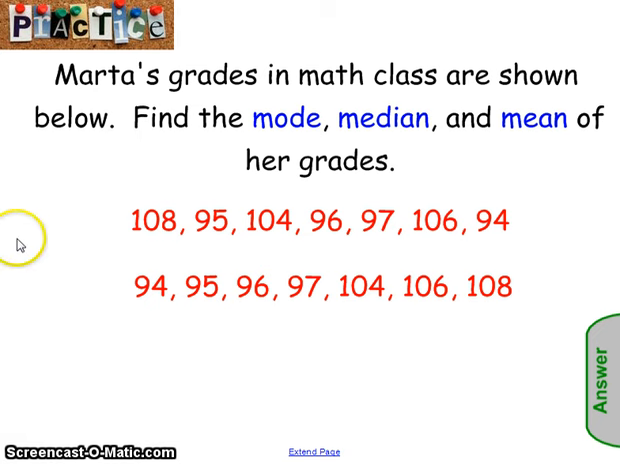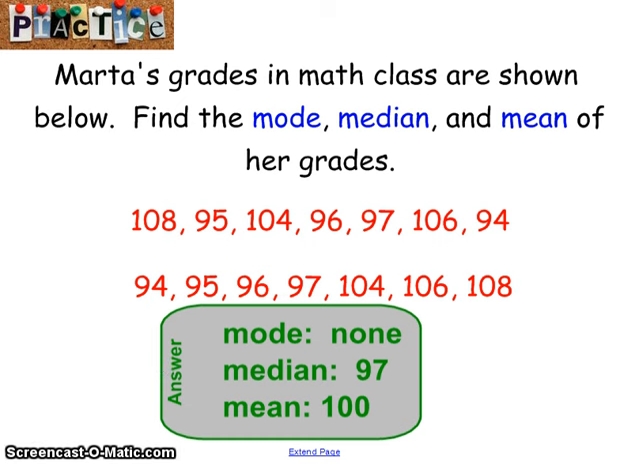The median, as we cross them off with our imaginary pencil, we have just one number in the middle, which is 97. And the mean, if you'll pause your video, add them up with a calculator, and then divide by 7, because there are 7 grades, you'll get your average. So here are our answers. We said the mode was none. We found the median to be 97, which is right here in the middle, and your mean is 100.